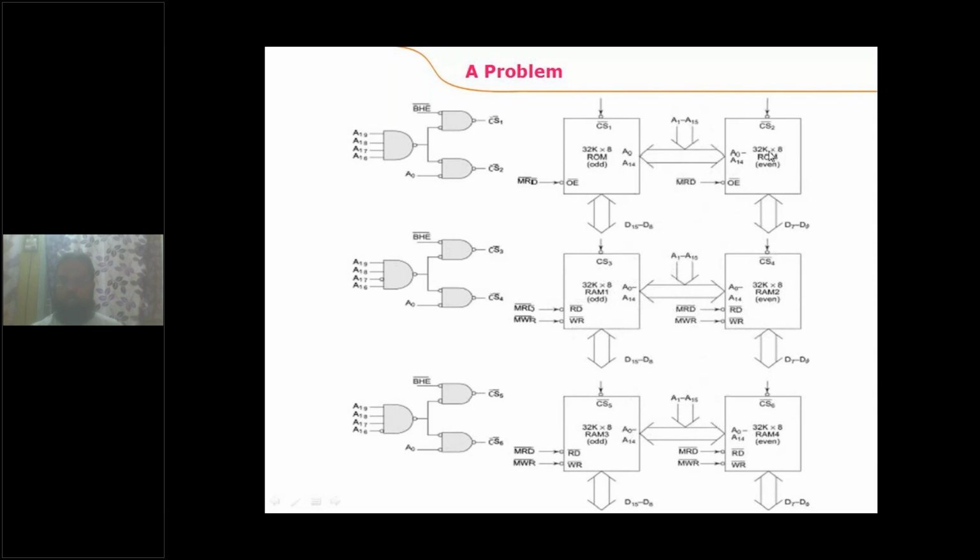This is even, and these are odd banks. All the even banks are connected to the lower order data bus, and odd banks are connected to the higher order data bus, D8 to D15. This is ROM, and it consists of OE bar, connected to memory read. These are connected to RAM, which consists of read bar signal and write bar signal. These are connected to the memory read signal and memory write signal.